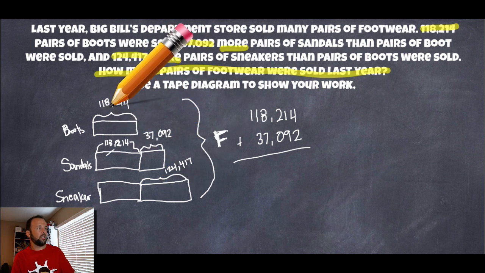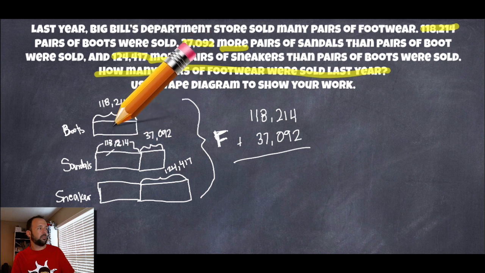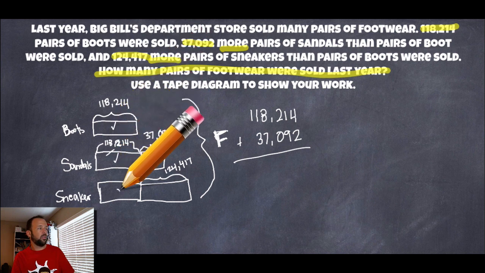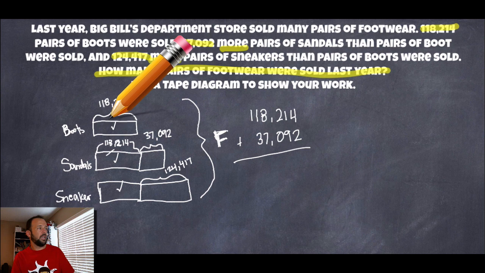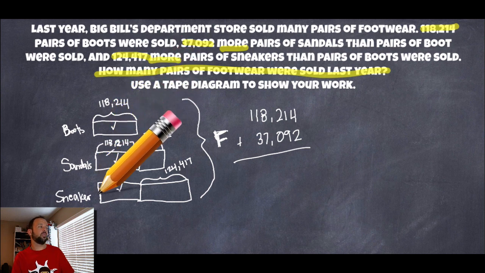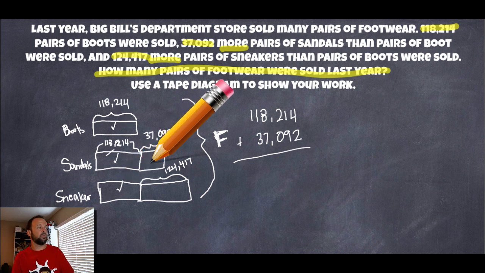I could also do 118,000 three times because I know I have 1, 2, 3 of them. So 118,214 plus 118,214 plus 118,214 plus the other two pieces that I would have to add in here. I could do that as well. There's a bunch of different ways that we can get to that answer. So I'm going to leave it up to you to choose the one that you want to do. I'm going to do my version up here, and then we can check them at the end and see what we get.